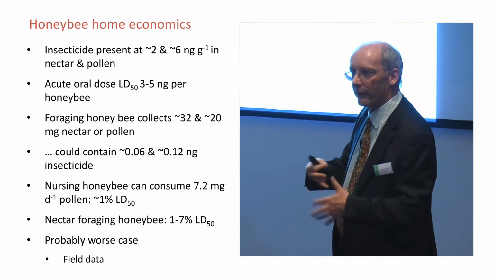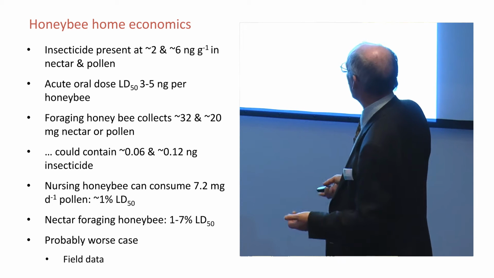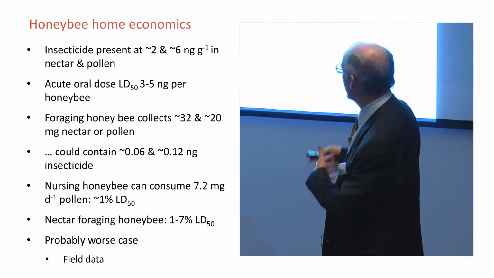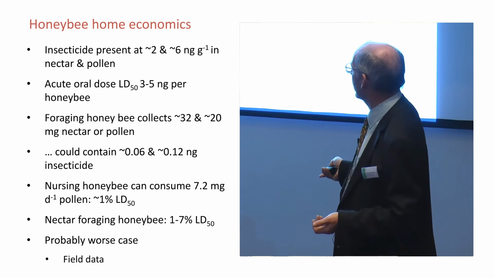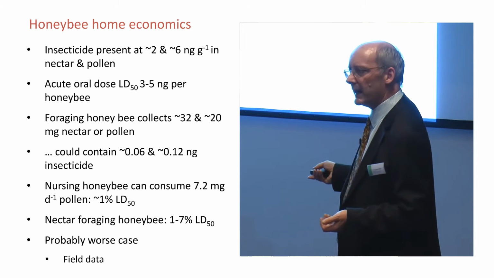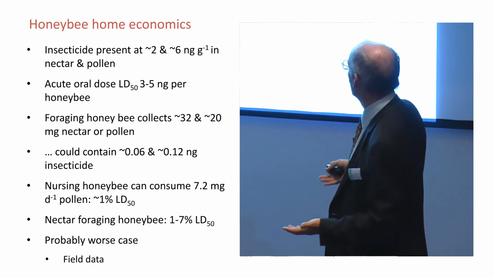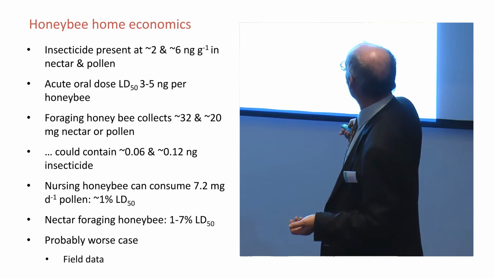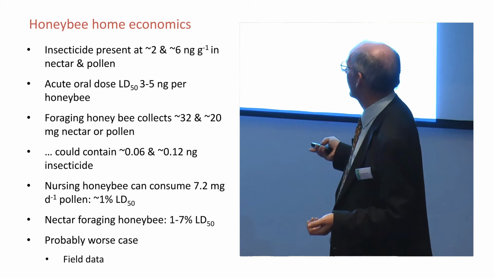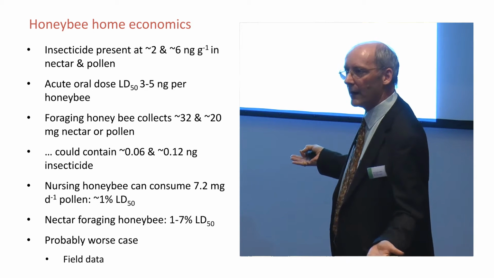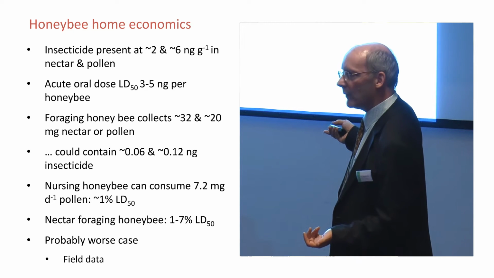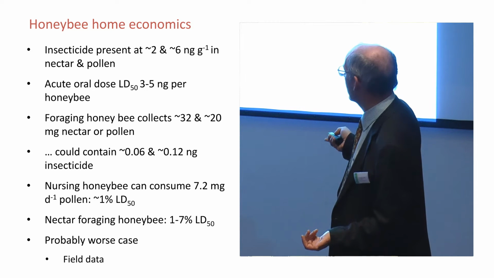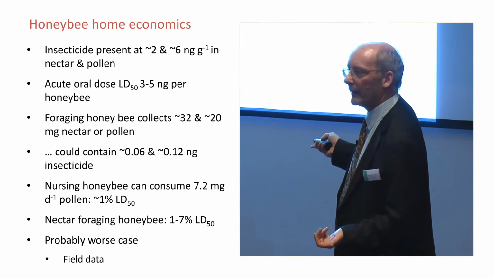Then you can work through the math. So a foraging honeybee collects 32 to 20 milligrams. That will contain that amount of insecticide. So how much do they eat? Well, it depends what type of bee. A nursing honeybee, very appropriate for where we are this evening, can consume 7.2 milligrams per day of pollen. So they largely eat pollen when they're nursing. So that's only 1% of LD50. A nectar foraging honeybee can get about 7%.